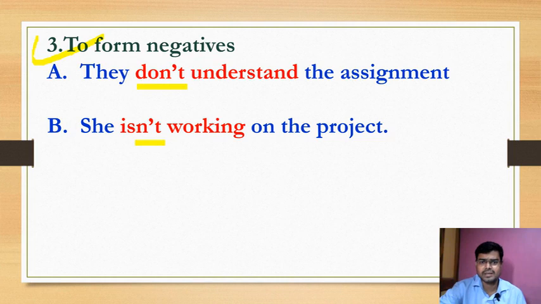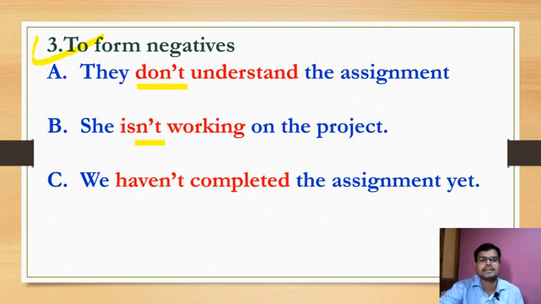Is she working? No. So for making negative statements, you can use auxiliary verbs. Correct? They have used "do" in the first sentence and "is" in the second sentence. Correct? Very good. Are you getting it? Very nice.